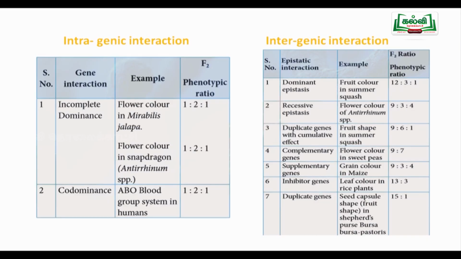Then complementary gene in Lathyrus odoratus, sweet pea. You know, the common name of Lathyrus odoratus is sweet pea plant. The ratio 9:3:3:1 gets modified into 9:7. The next one is supplementary gene reported in maize. The ratio is 9:3:4. The next one is duplicate gene. Here 9:3:3:1 gets modified into 15:1. All these ratios are important for you in the NEET examination.